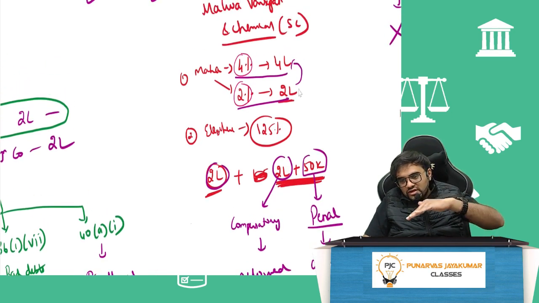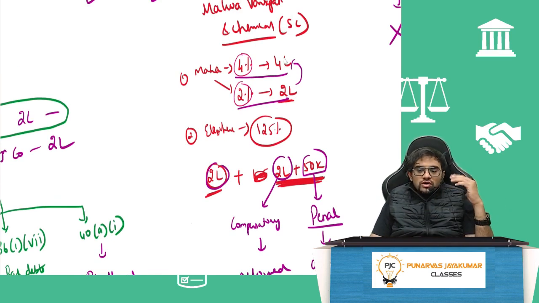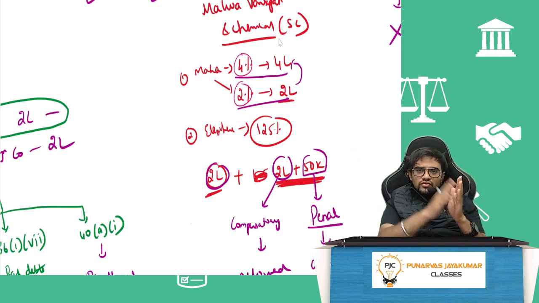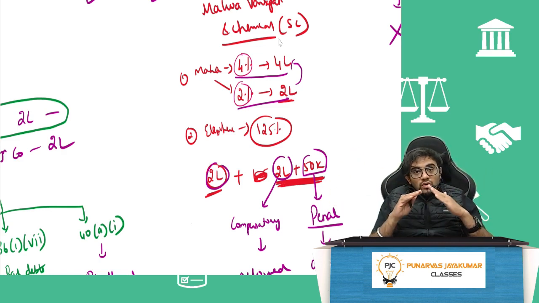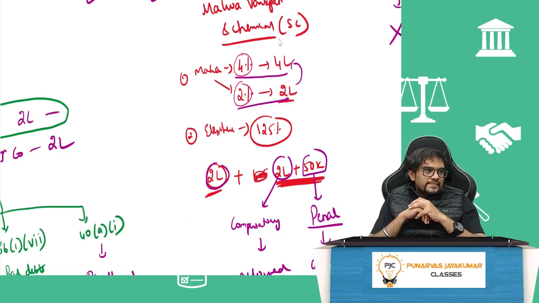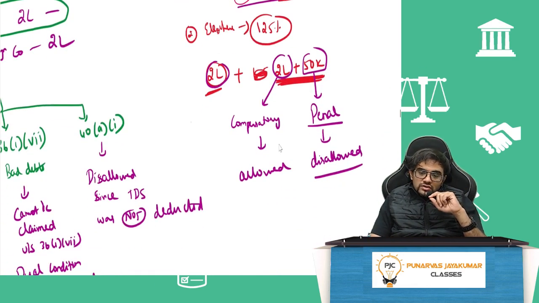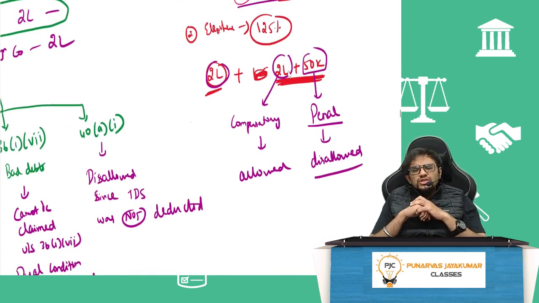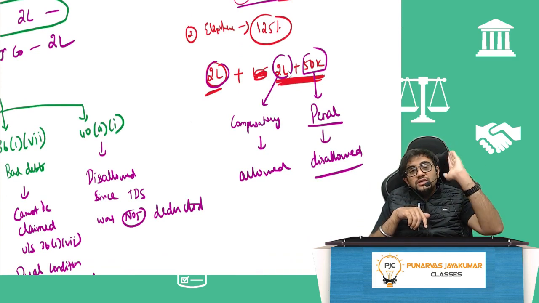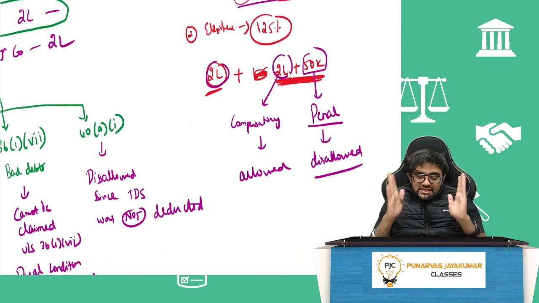Because this 2 lakh to 4 lakh is just a compensation. So to normal other people, I would have charged 4 lakh. To you, I charged 2 lakh. So to reach from 2 lakh to 4 lakh, compensation. But over and above 4 lakh, it's punishment in nature, punitive. So that extra 50,000 is penal in nature, that I will not allow. That is called disallowed. Anything which is punitive in nature is disallowed. Compensatory in nature, allowed. Hope you got it.